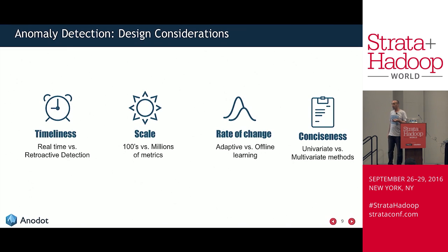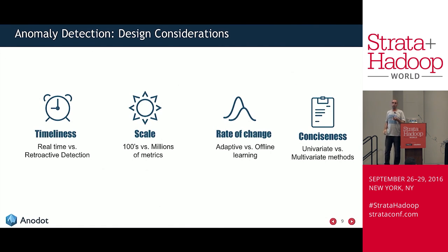The second is scale. Do I have a system that creates hundreds of metrics or millions of metrics or billions of metrics? And that scale will dramatically change the type of methods I'm going to use for detecting anomalies. If I have just 5 metrics, I can use other methods compared to if I have 1 billion metrics. So that's the second one.